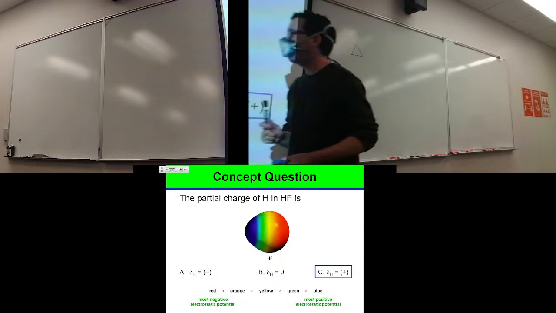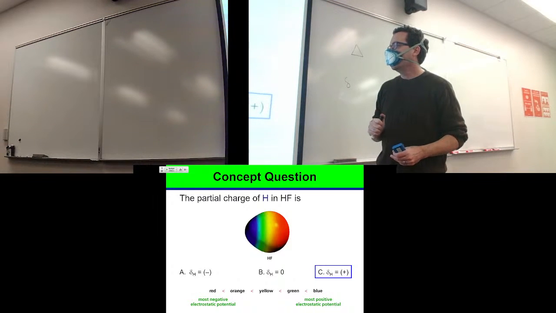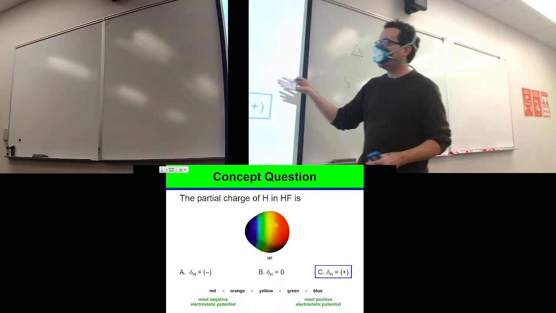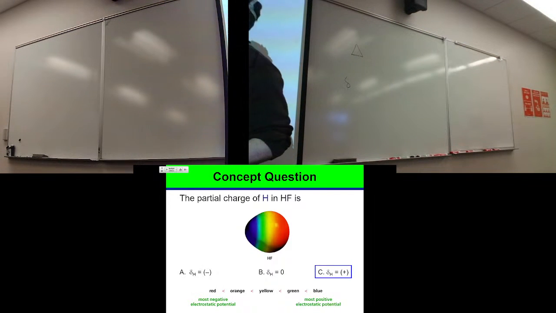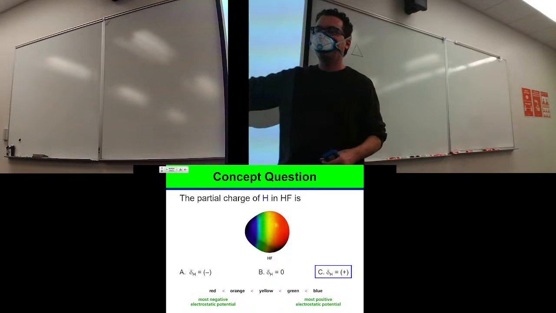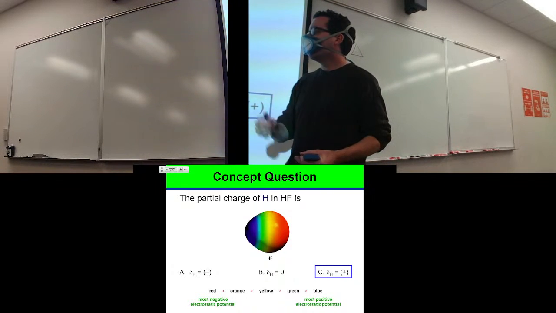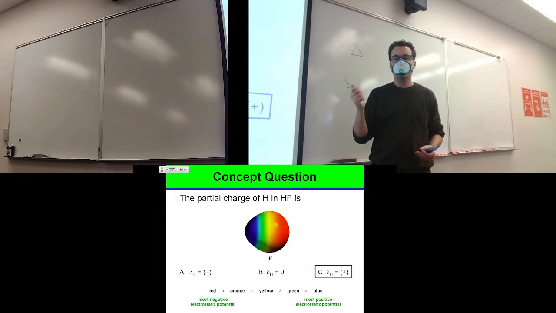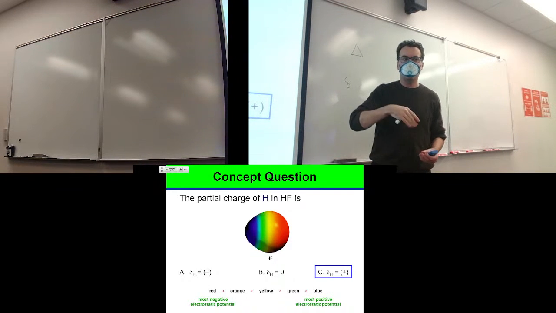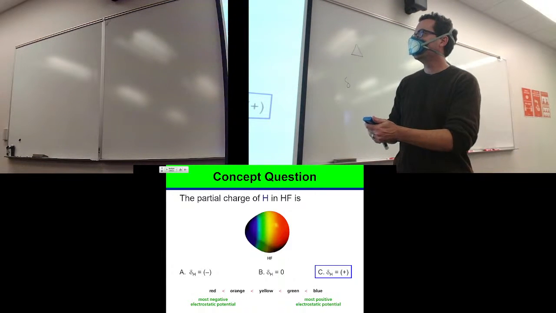So the hydrogen is getting a partial positive charge. Another way to solve this is just looking at the electronegativities. Fluorine is the most electronegative element on the periodic table. Hydrogen is not as electronegative, it's lower. So the partial negative is going to go with the most electronegative element. So fluorine gets the partial negative, hydrogen gets the partial positive.